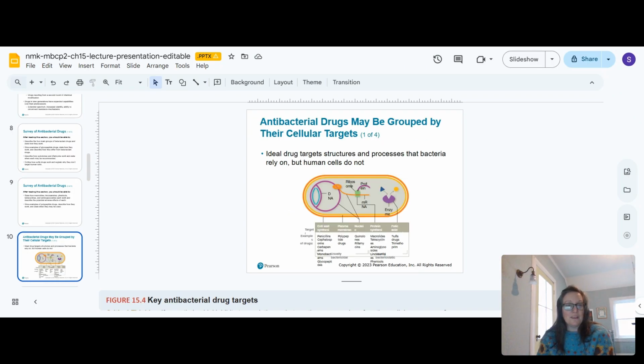We group these antimicrobial drugs and antibacterial drugs based on their targets. So here I'm going to be focusing on antibacterial specifically. And these drugs can target, as I said, the cell wall. They can target the cell membrane, DNA, ribosomes, proteins, enzymes. And we group the antibiotics based on what they target.